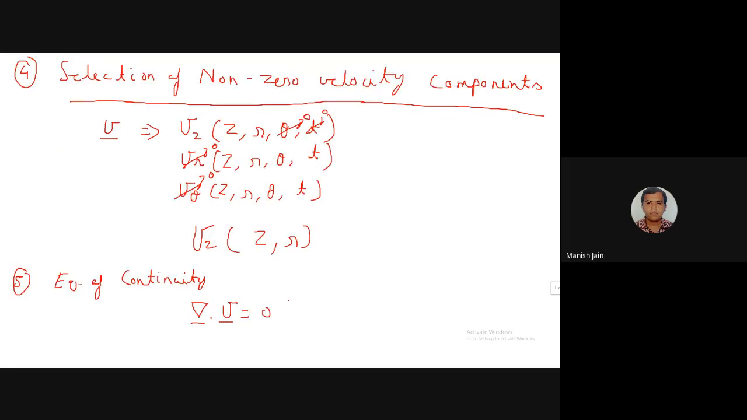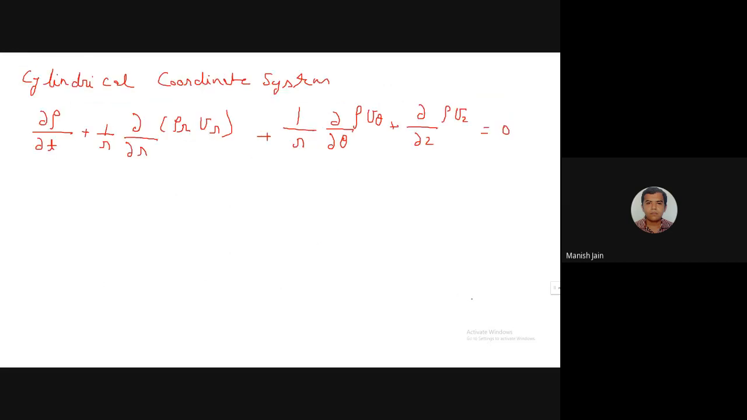Not in this form, that is basically you have del rho by del t plus del dot rho v equal to 0. So the extension of this equation in the cylindrical coordinate system is this. Okay, now we have assumed the density is constant. So this is 0 because density is constant.